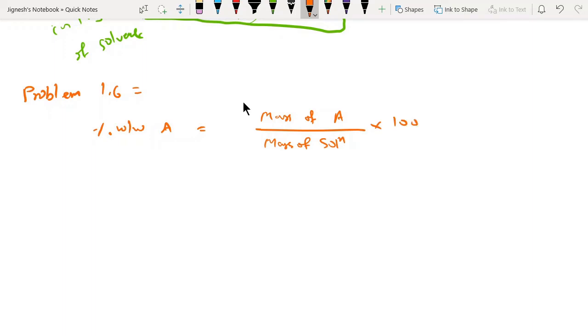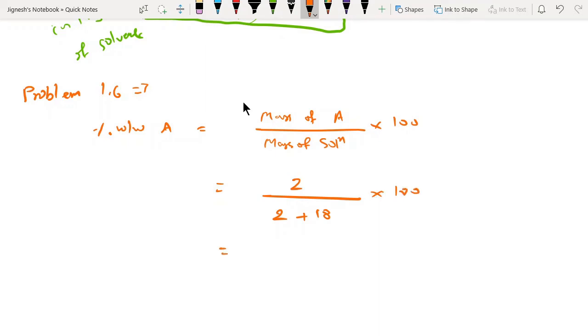Here we have taken the substance given to us as A. The mass of A is 2 gram. Mass of solution is 2 plus 18. Why 18? Because you can see 18 gram of water is given. You can see this question in the textbook, into 100.